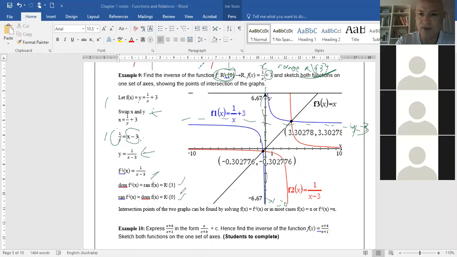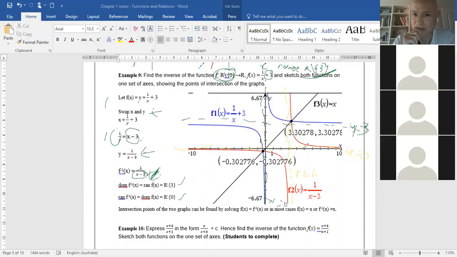So I found my inverse, and it says sketch both on the one set of axes. Well, this one is still the same type of graph, except it's been translated 3 units to the right. So there it is, I'll change it to yellow. So 3 units now, x equals 3, we have our asymptote, and it's not translated up or down. So at y equals 0, we have our asymptote. And there's a new graph. It's still a truncus, nothing changes.